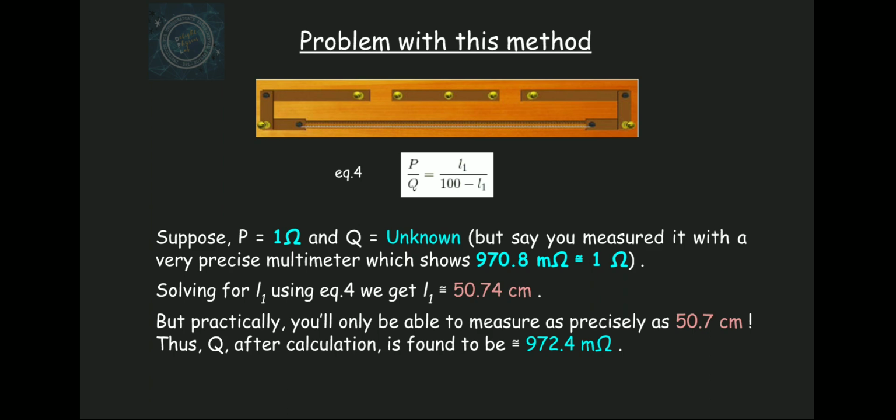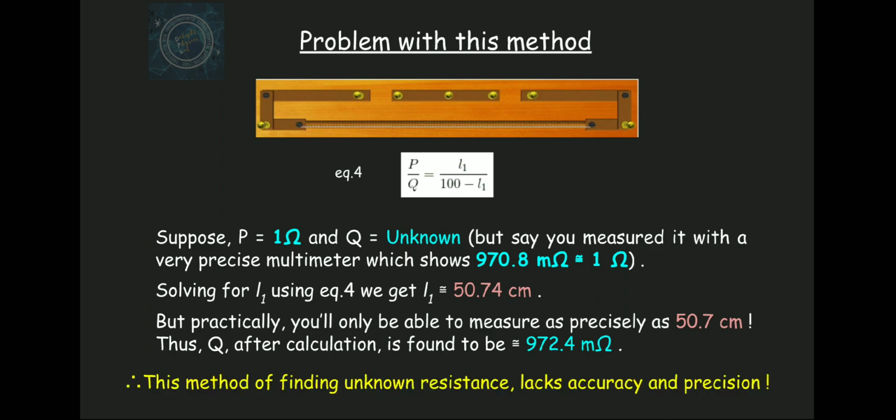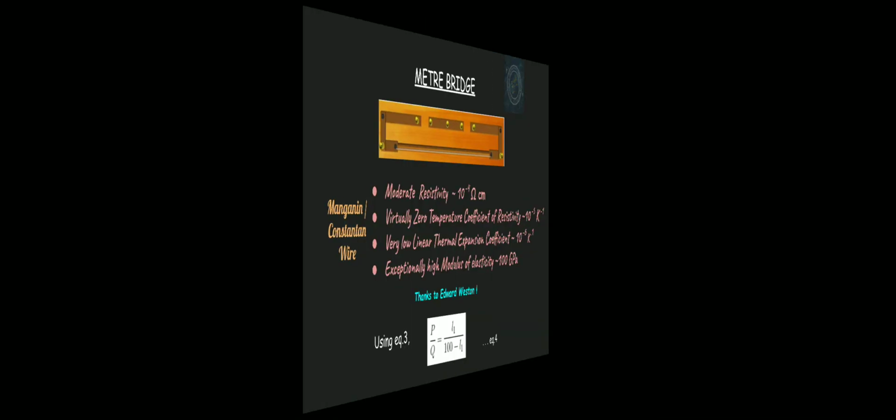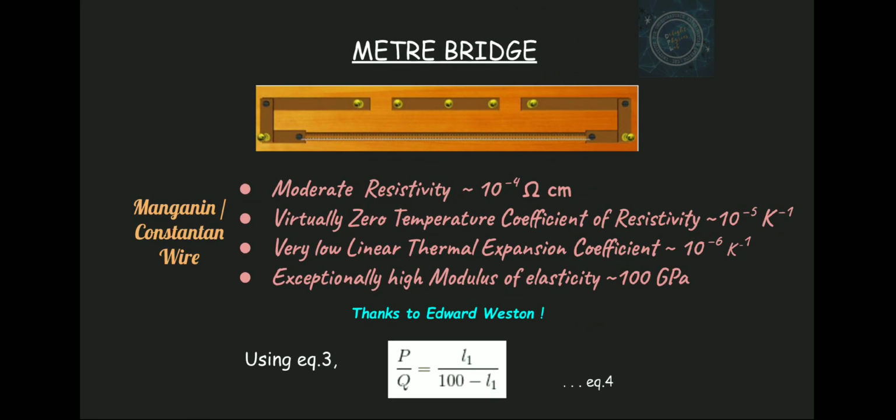Because of the small error also, we cannot use this for very accurate measurements, and you will agree with me now that this accuracy is very important. So this method actually lacks accuracy and precision. Well, there's a catch here. Accuracy and precision are written in the same sentence. They do not mean the same thing. I'll not go into much detail about this.